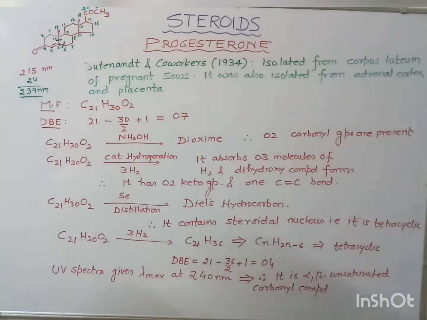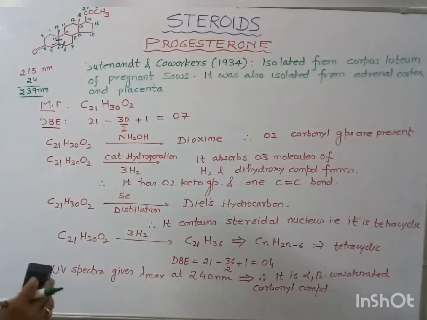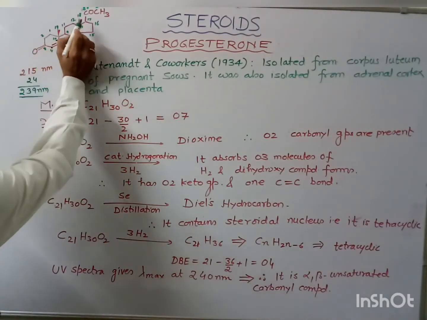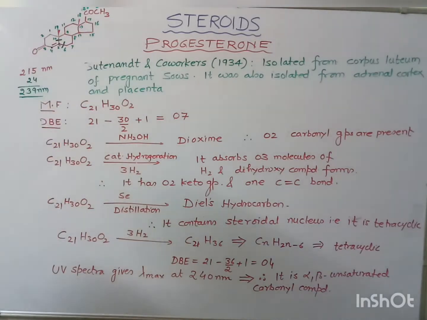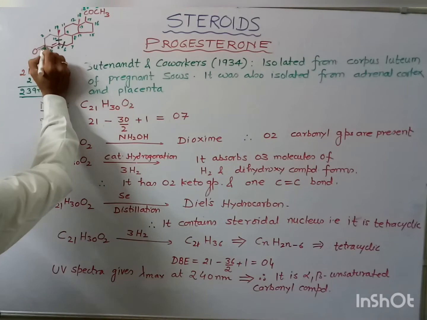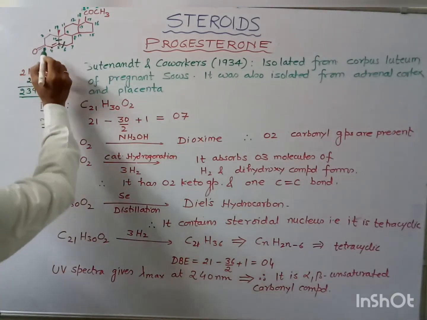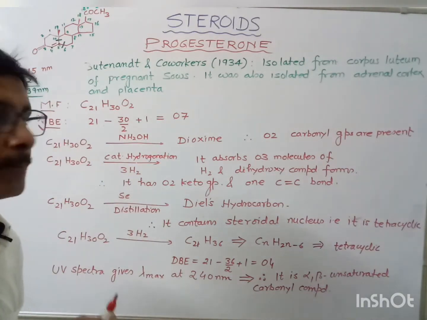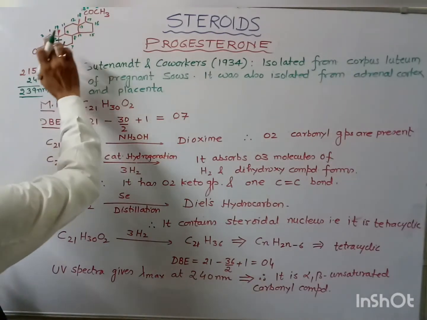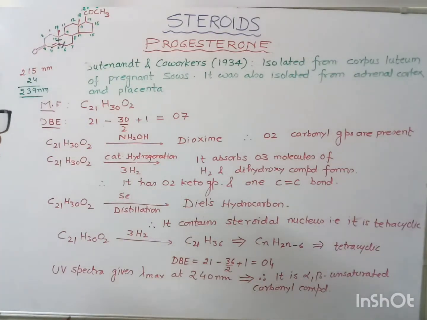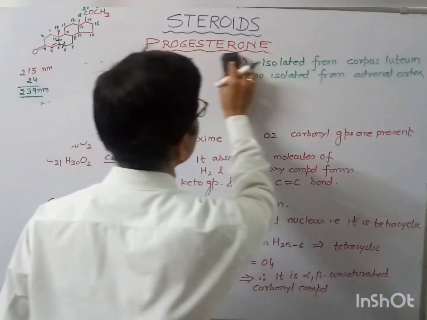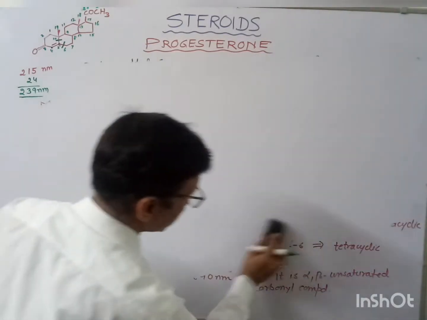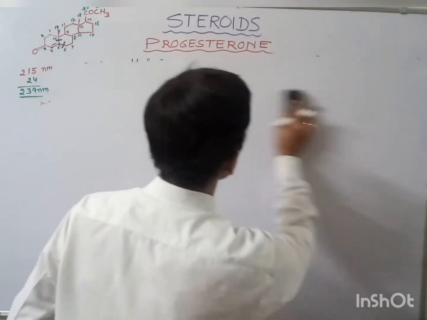Now, the next thing that can be proved is the position of the keto groups. One keto group is present at the 17th position, as you can see. Another keto group is present at the 3rd position, and the double bond is present at the 4th and 5th carbon atom. So now we should prove the position of these two keto groups as well as the position of the double bond. How was it proved? When this progesterone underwent the iodoform reaction, let's see the next point.